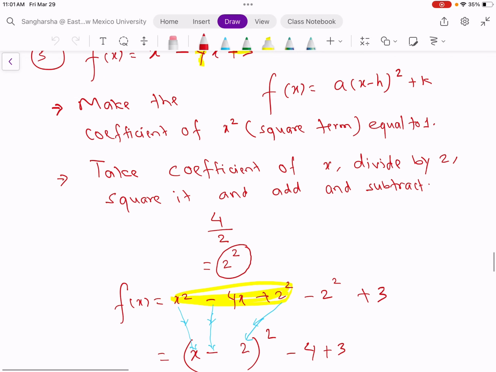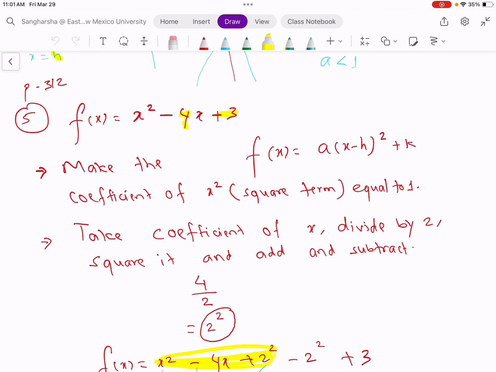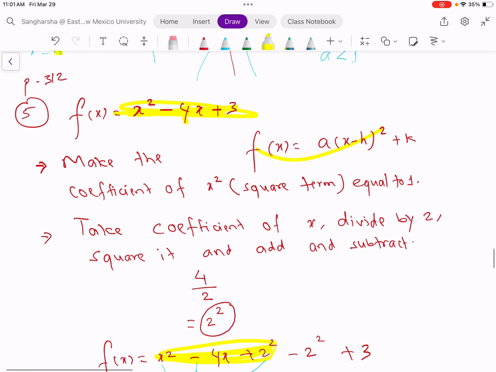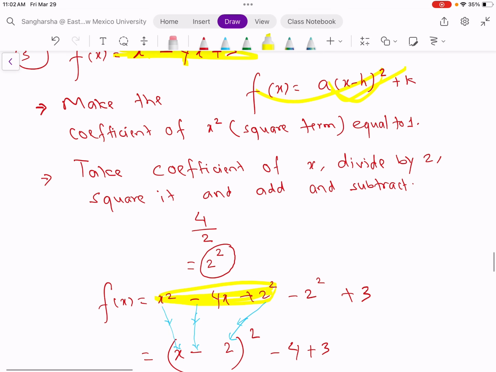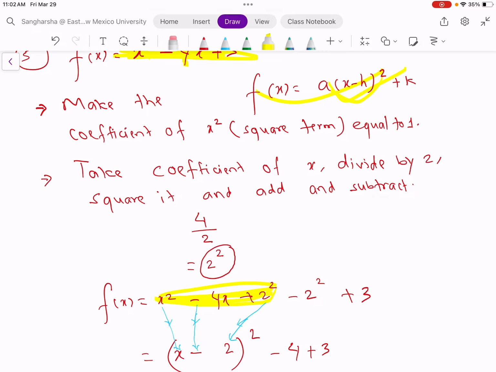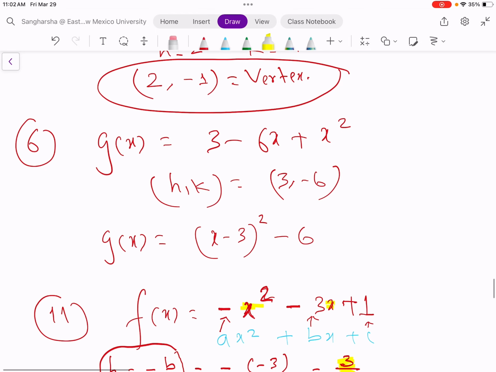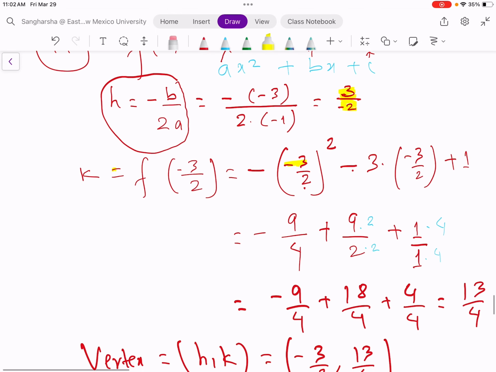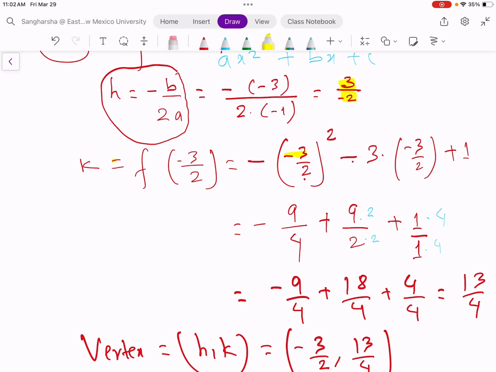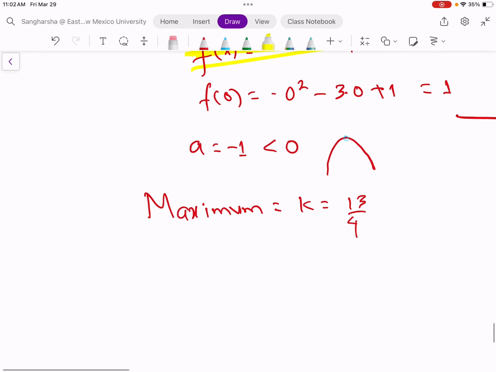So you are given the function in a general form. You have to write this function in the standard form, so you should know how to rewrite the given function in standard form and find the vertex. The next is that you will be given a function and asked to find the vertex, axis of symmetry, maximum, minimum, graph the quadratic function, and you might be asked to write the interval where the function is increasing or decreasing. And that's what we did in our last class.